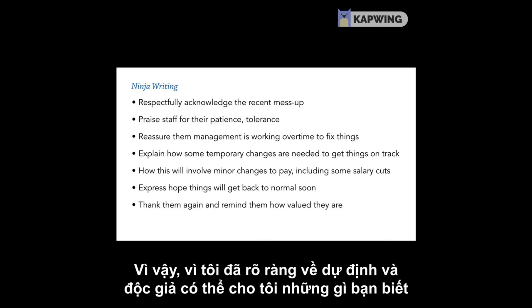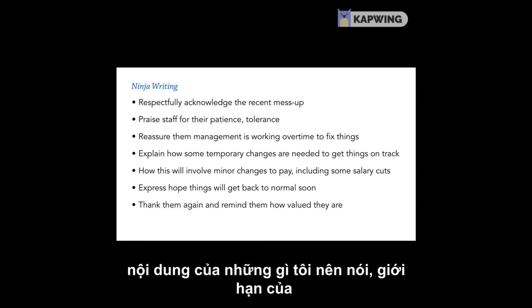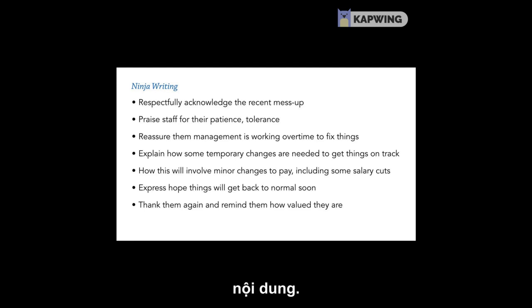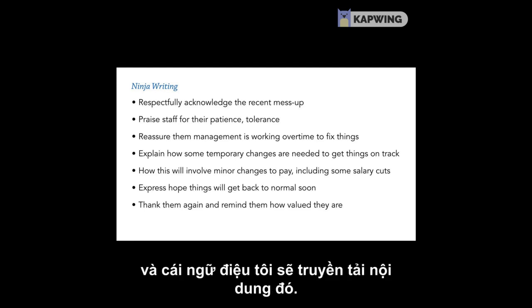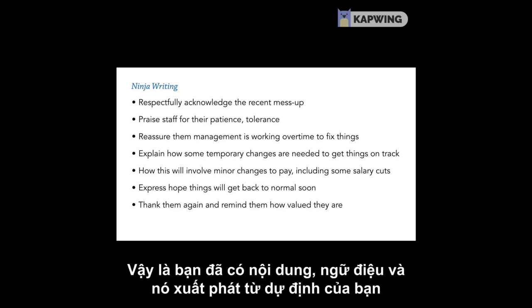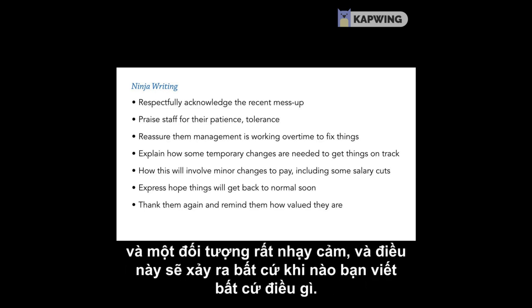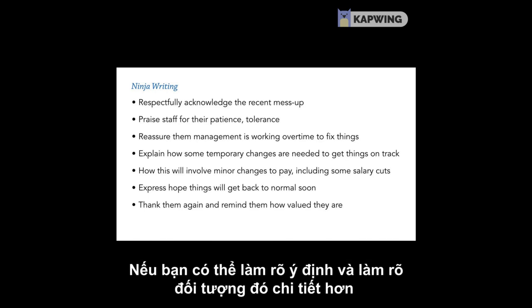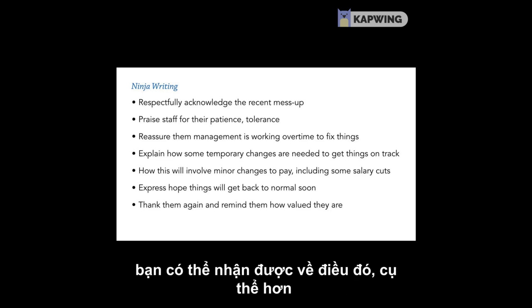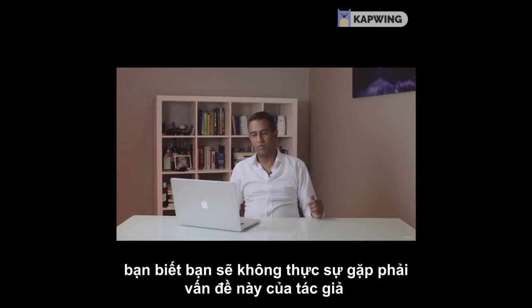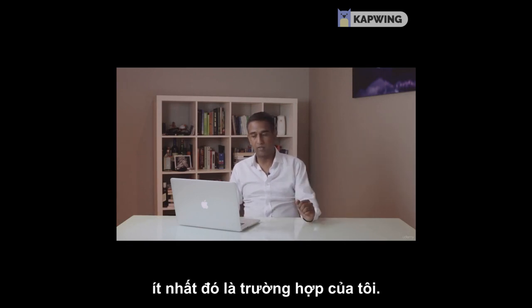So because I was clear on the intent and the audience, it was able to give me the content of what I should say, the limits of that content, and also the tone in which I'll deliver that content. So there you have your content and your tone, and it came from intent and a very acute audience sensibility. And this is going to happen whenever you're writing anything. If you can clarify that intent and clarify that audience, and the more detail you can get into about that, the more specific you can be, you're not really going to encounter this problem of writer's block. At least that's been the case for me.